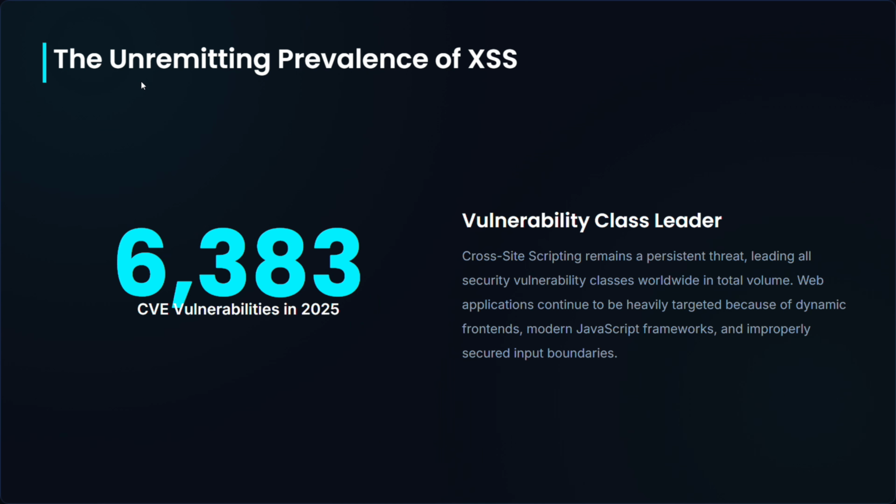Let's get to the next point. You can see that there are 6,383 CVE vulnerabilities in 2025 related to cross-site scripting. Right now in 2025, cross-site scripting holds 6,383 CVEs. Vulnerability class leader: cross-site scripting remains a persistent threat. Yes, it is a persistent threat, leading all security vulnerability classes worldwide in total volume. I think it's the leading vulnerability in the whole world because you can see the number.